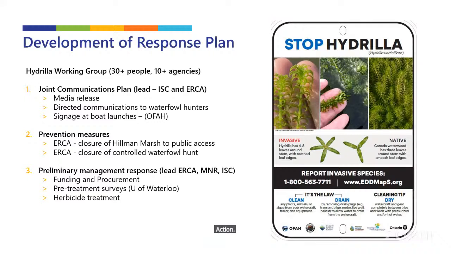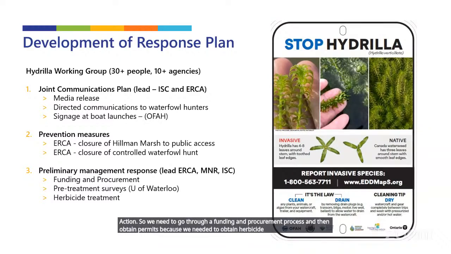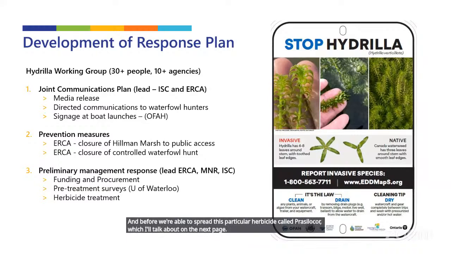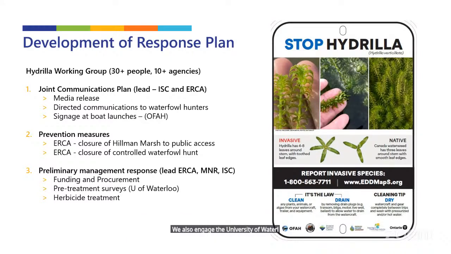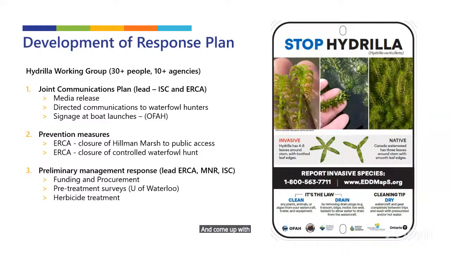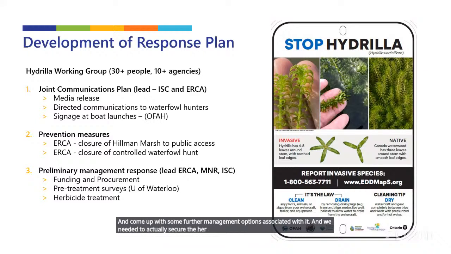So we needed to go through a funding and procurement process, and then obtain permits, because we needed to obtain herbicide permits from both MECP and DFO before we were able to spread this particular herbicide called Procellacor, which I'll talk about on the next page. We also engaged the University of Waterloo in undertaking surveys to better understand the full extent of the population of hydrilla that's there, and come up with some further management options. And we needed to actually secure the herbicide and pay for it to be applied in our west cell.